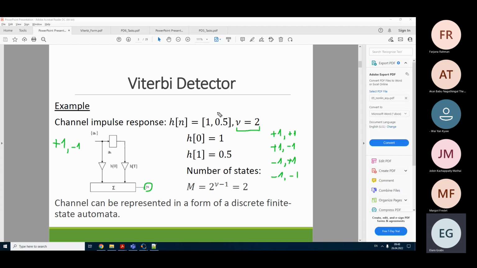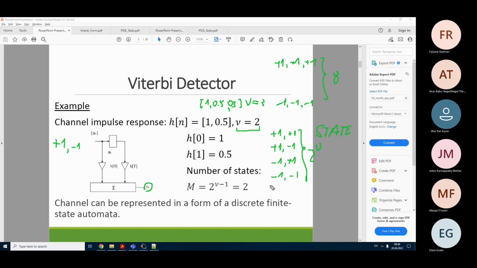Yes, if the impulse response has three values, for example 1, 0.5, 0.5, then we should care about three symbols, and we need to consider plus 1, plus 1, plus 1, up to minus 1, minus 1, minus 1. That would be in total 8 states. Each of these possible transitions is called a state, and there is a finite number of such states. In this particular case, this is 2 to the power of v.